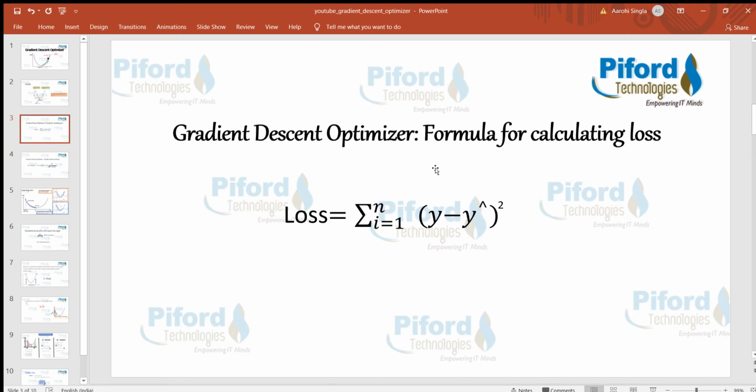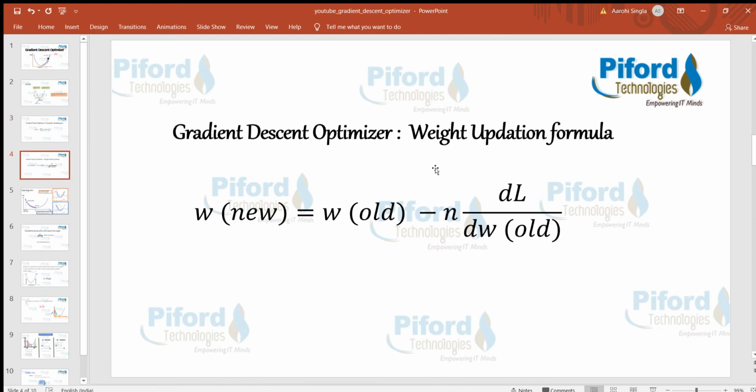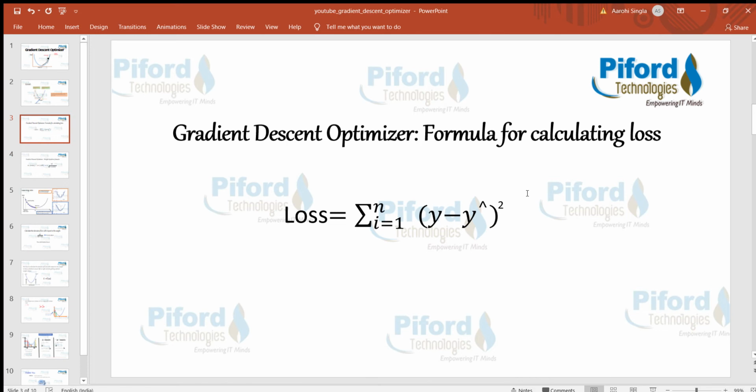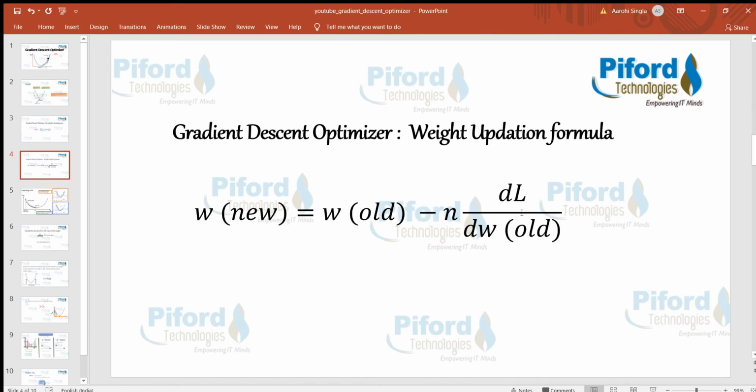And once we calculate the loss, the next thing is to update the weight. Now, how to update the weight? This is the weight updation formula for the gradient descent optimizer. W new means the new weight, the updated weight, right? How can we calculate the new value of weight? Old weight, the initial weight, minus n dL by dW. This dL is the derivative of loss, the loss which we have just calculated over here. dL by dW is the derivative of loss by derivative of weight, and this n is the learning rate, right? Now let me tell you what the learning rate is first of all, then I'll explain the whole formula.